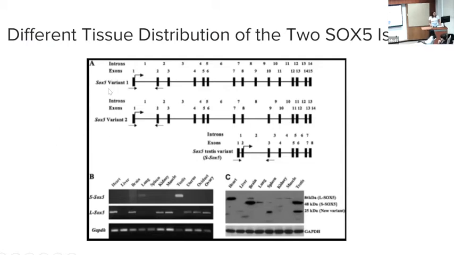So these two variants are the L-SOX5, which is the longer version, and this is the S-SOX5. What's interesting about this figure is in the S-SOX5, you see that the first exon is not transcribed. And then figures B and C show the L-SOX5 and S-SOX5 and what tissues you can find them in.